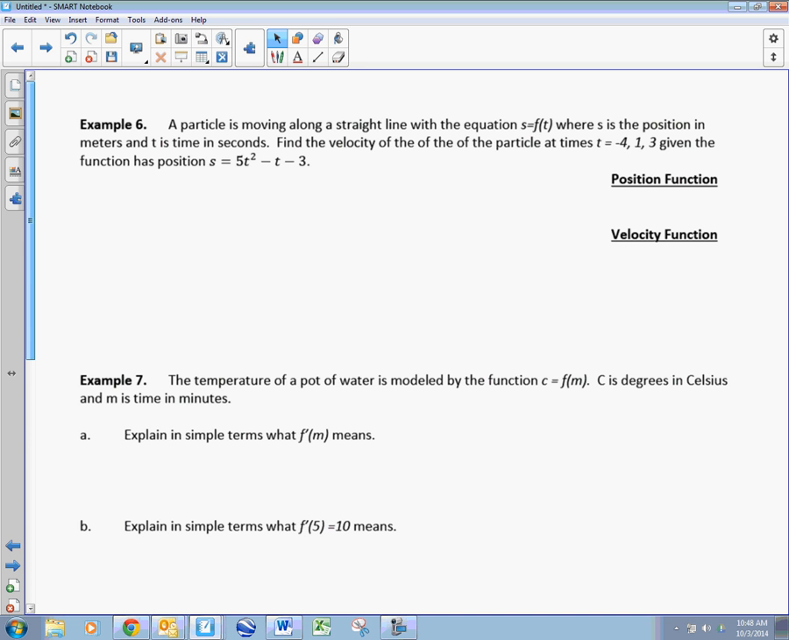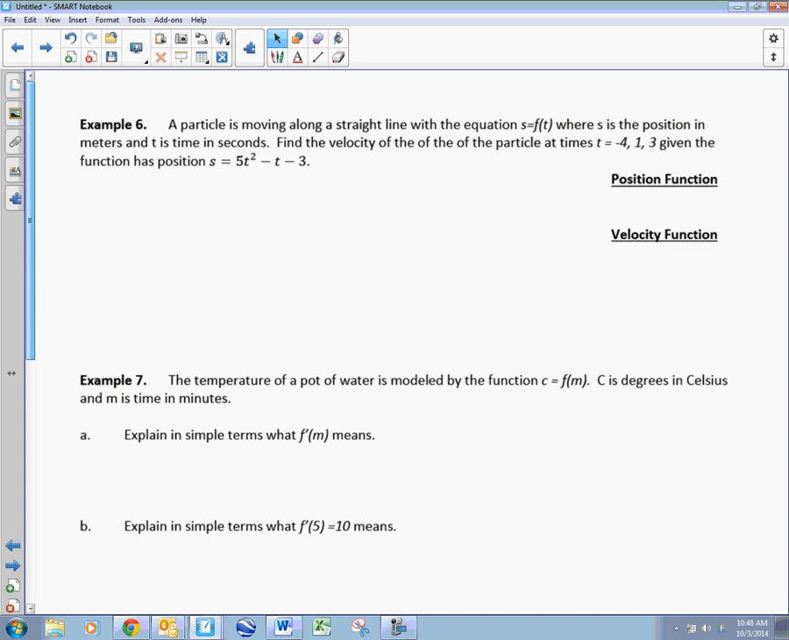What we want to do is find the velocity of the particle. Okay? What does velocity mean? Close. How is it different than speed? Okay, it also has direction. So velocity has direction, and so you can have positive velocity, negative velocity. If you're traveling in this direction, you're going to have negative velocity. Traveling that direction, you have positive velocity. So that's part of the difference.